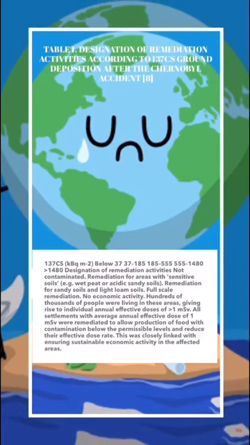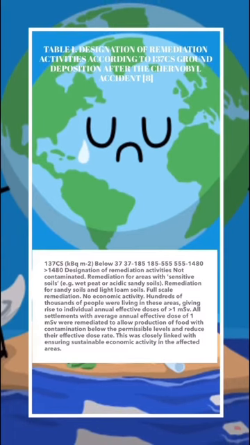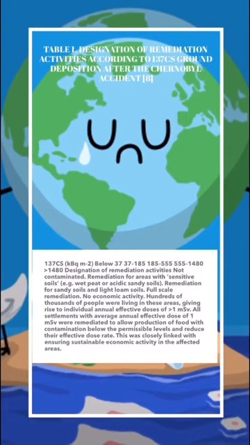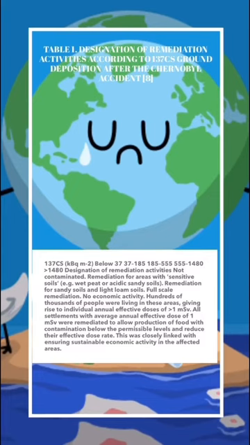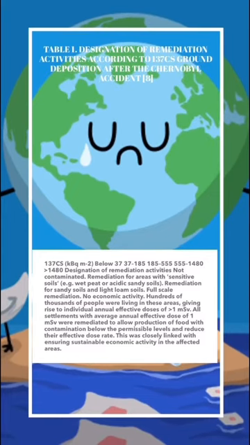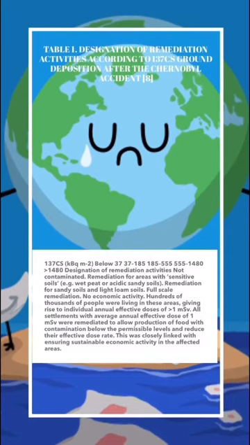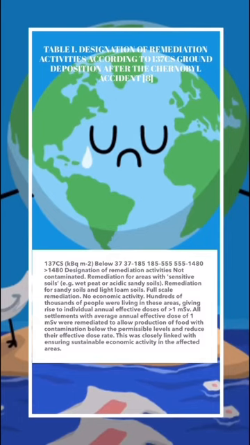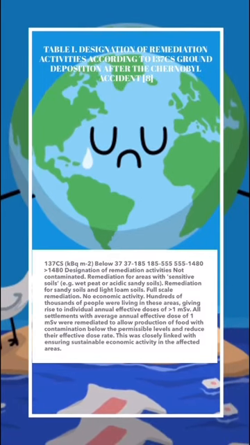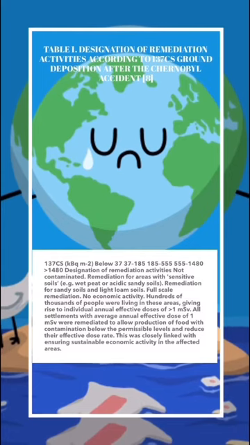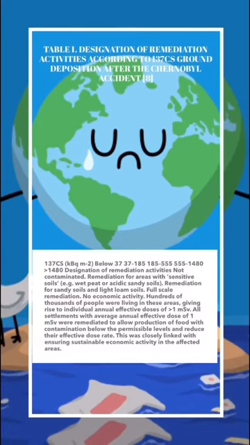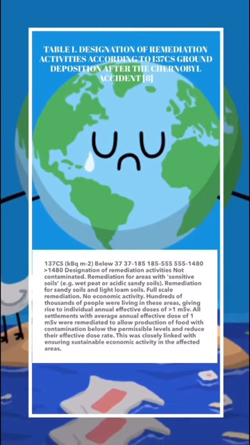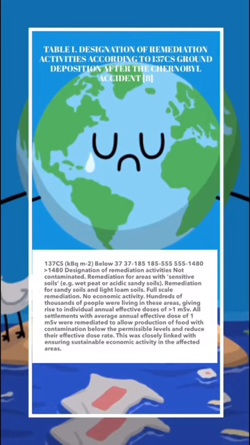Hundreds of thousands of people were living in this area, giving rise to an individual annual effective dose of 1 mSv. All settlements with an average annual effective dose of 1 mSv were remediated to allow production of food with contamination below the permissible levels and reduce their effective dose rate. This was closely linked with ensuring sustainable economic activity in the affected area.